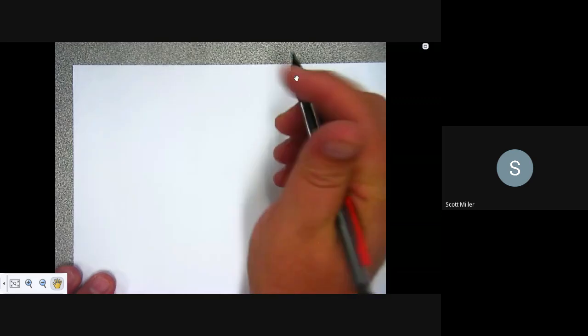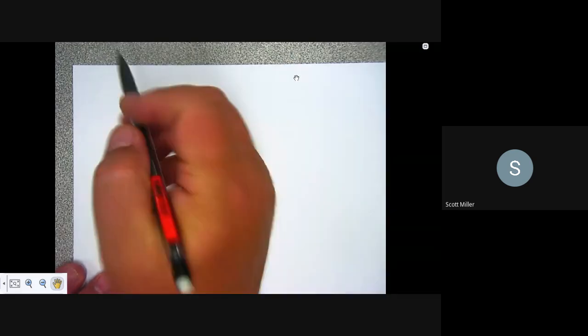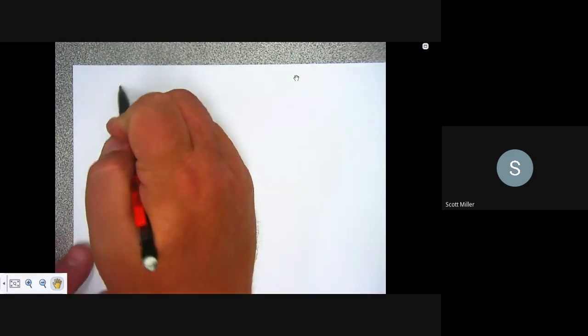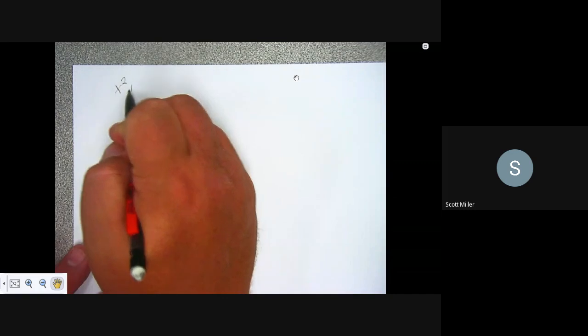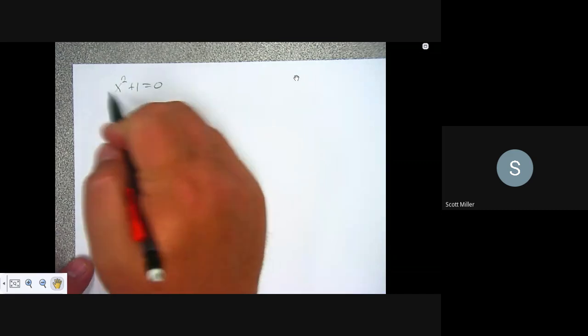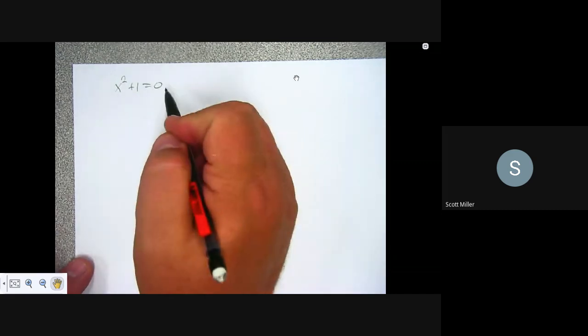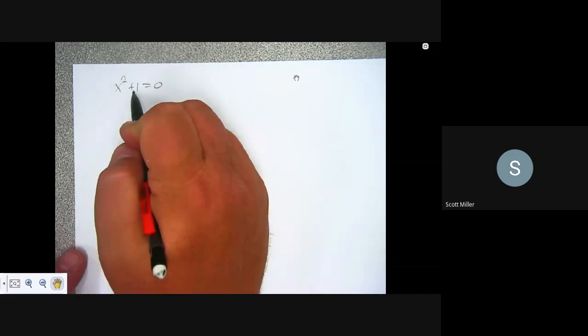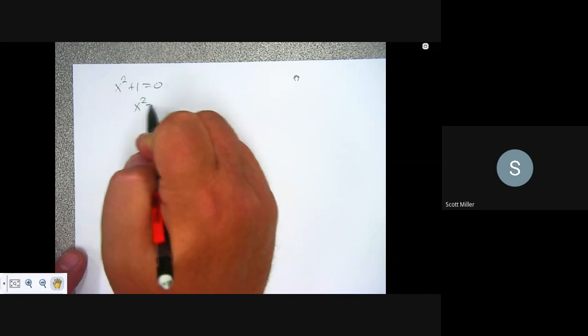So what I want you to do is consider this problem. I want to solve this. In the process of trying to solve this, we would try to factor it, or we can do the quadratic formula because we've learned that now. But if I just try to solve it by moving that over, I'll get x squared equals negative 1.